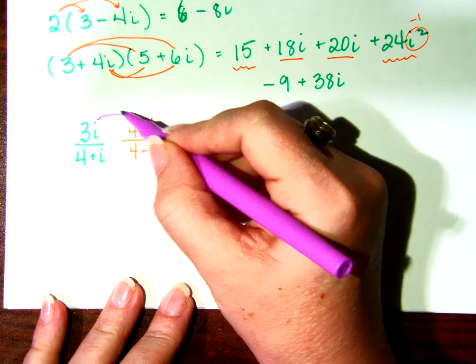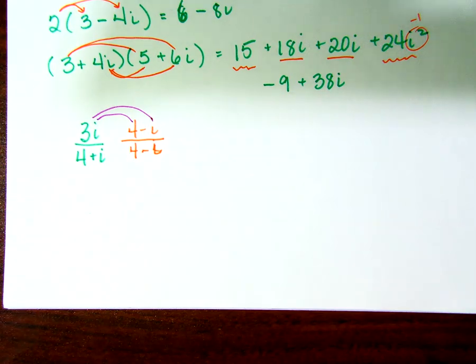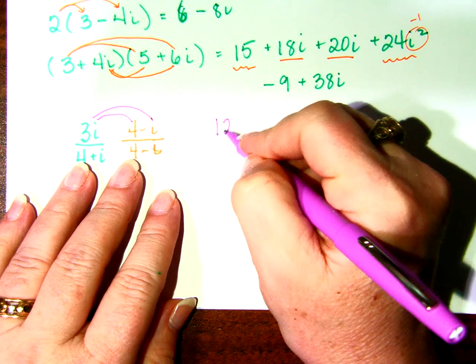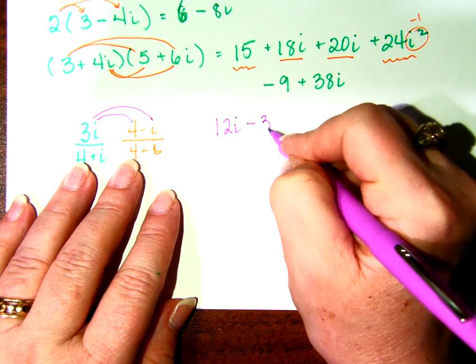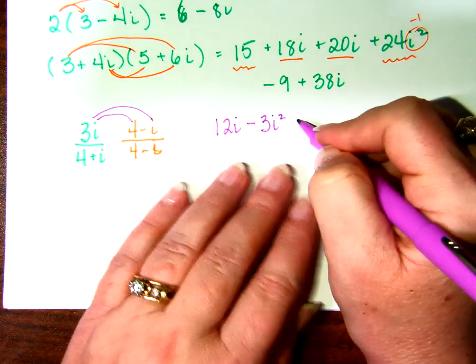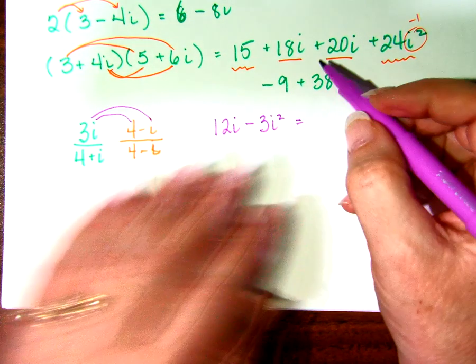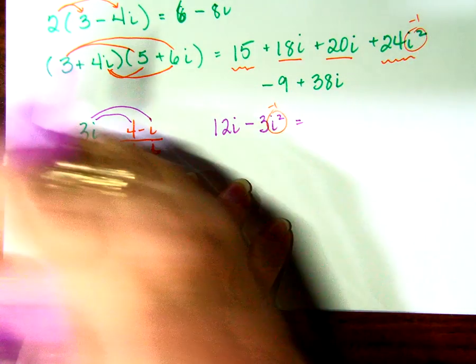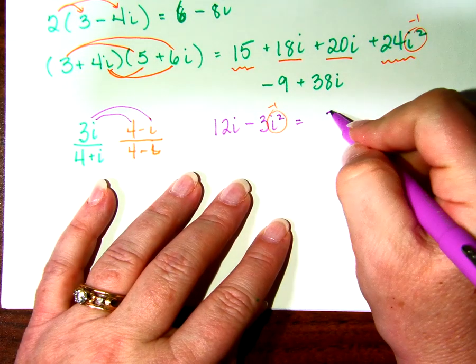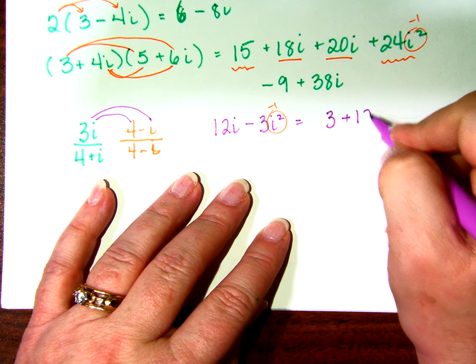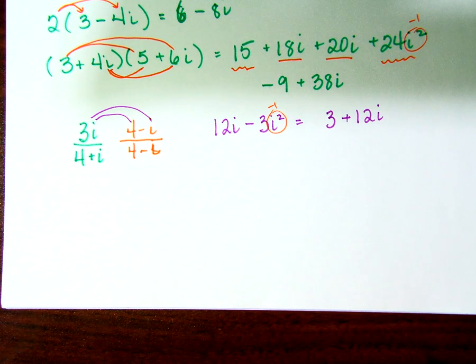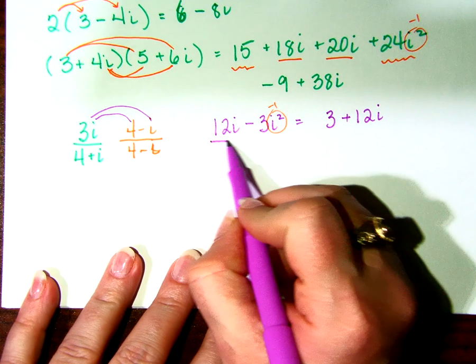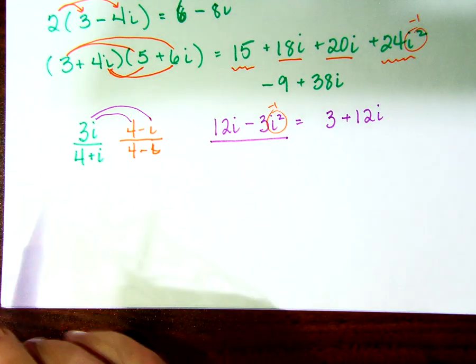So in the numerator, I distribute here and here, and I get minus 3i squared, right? So if I simplify 12i minus 3i squared, well, i squared is -1, right? So -1 times -3 is 3. And I want to go ahead and write 3 plus 12i. Why do I want to write 3 plus 12i? Real number, complex number, right? Okay. And then that's my numerator. What happened to my denominator?